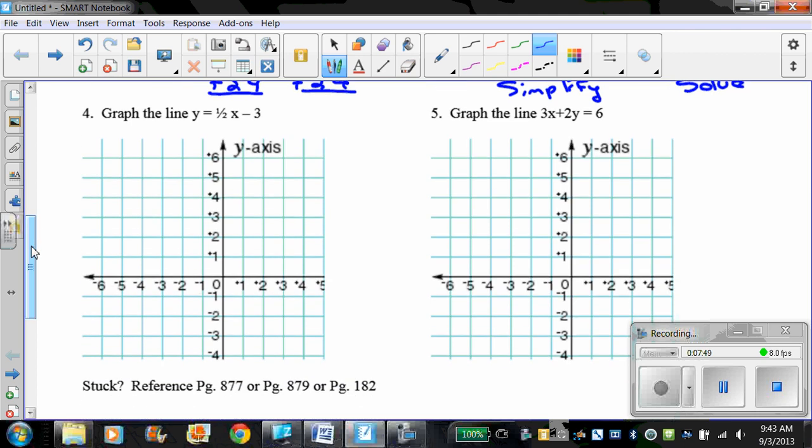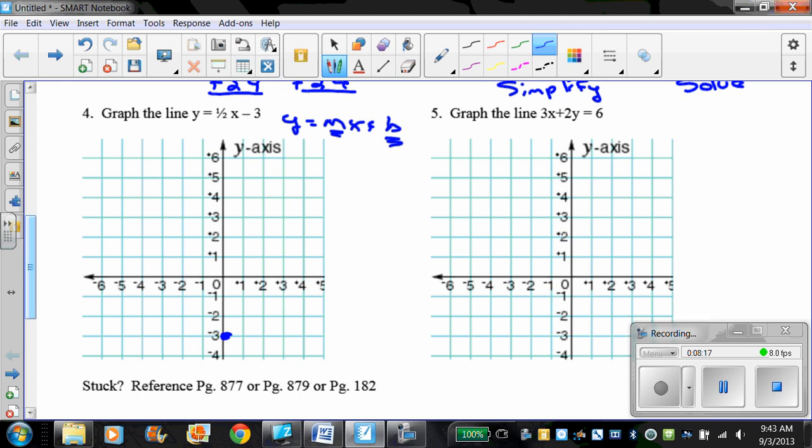Graphing lines. It says graph the line y equals 1/2 x minus 3. So it's in slope-intercept form. I have flash from the past, y equals mx plus b, where b is your y-intercept and m is your slope. So you're starting at -3 on your y-axis. So your b, y-intercept, is -3. So that's why I'm doing that right there.